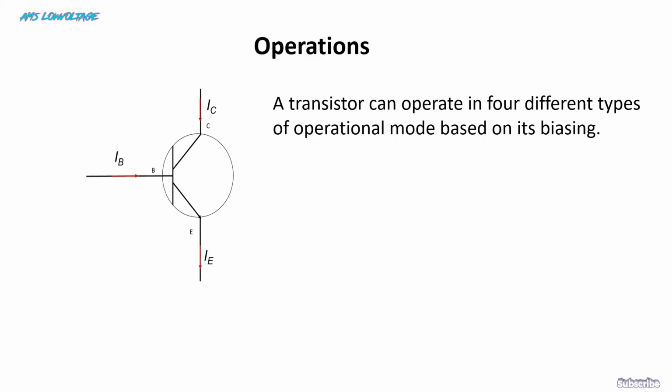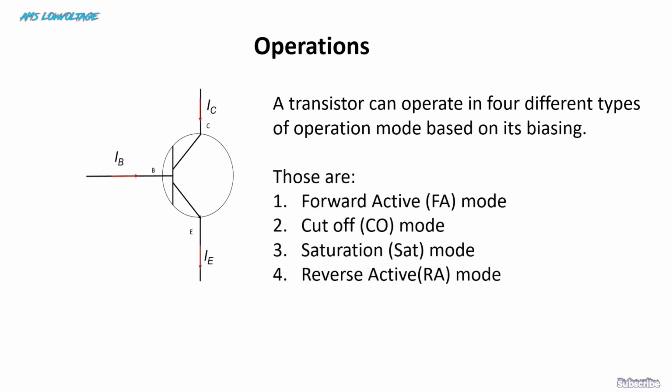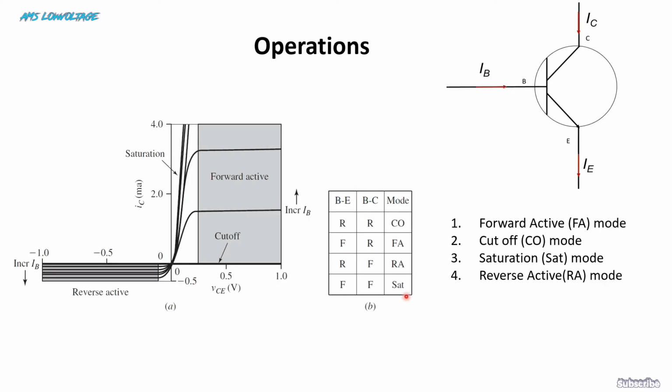Operation. A transistor can operate in 4 different types of operational mode based on its biasing. Those operational modes are forward active mode FA, cutoff mode CO, saturation mode SAT, and reverse active mode RA. The cutoff mode of a transistor is just this flat line, and the reverse active mode is indicated by this line, and this is the saturation region.